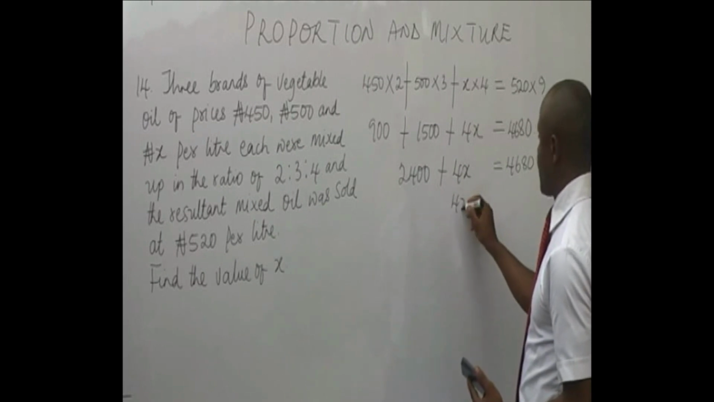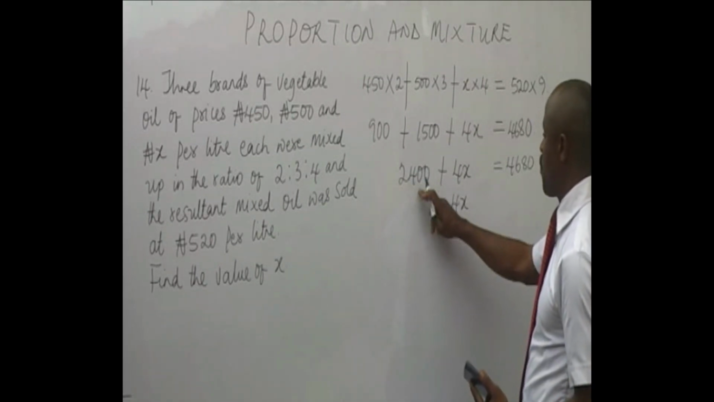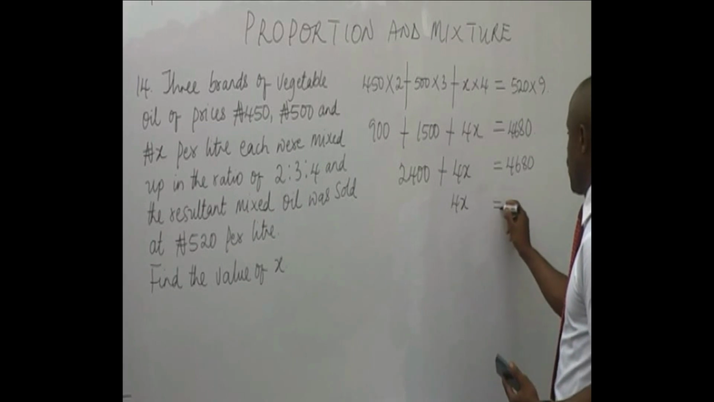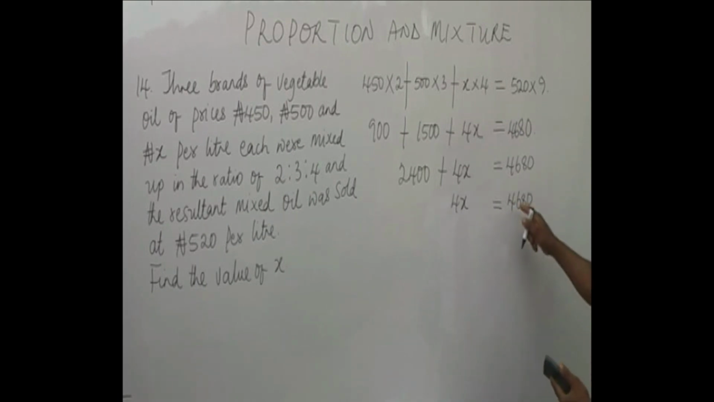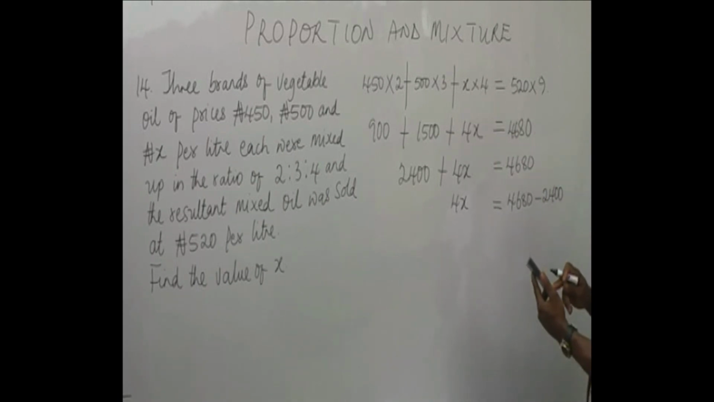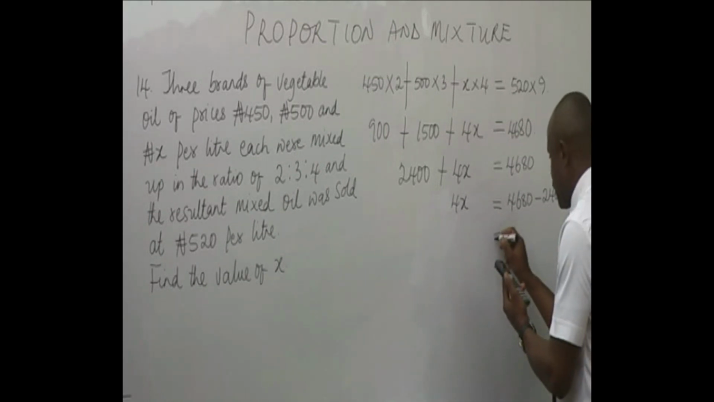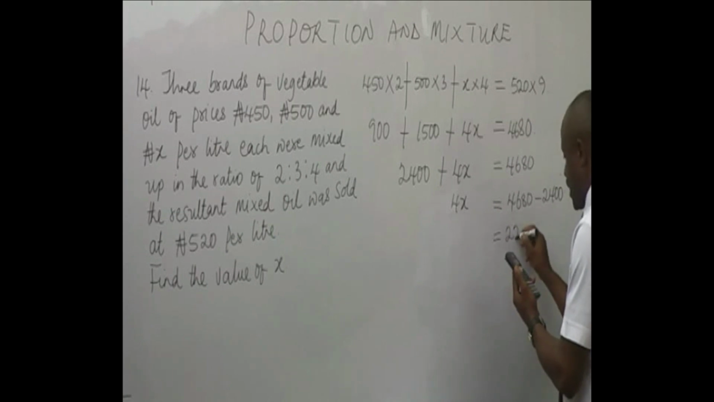If you leave only 4x here and move 2400 to the right side of the equation, when it gets here to change to minus 2400. Already 4680 is here, so minus 2400. This is what to give us. 4680 minus 2400. This is giving us 2280.